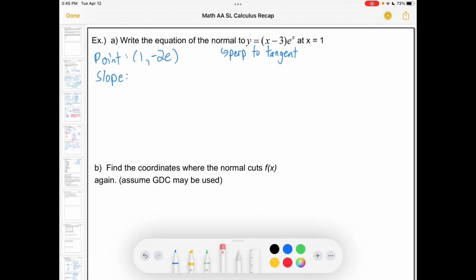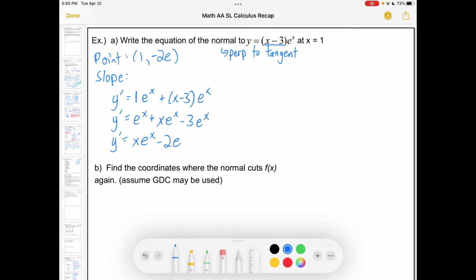For the slope, well, that's going to be the job of the derivative. And I'm going to need to use a product rule. So I need to take the derivative of the first part, which is 1, times the second, plus the first part, x minus 3, times the derivative of the second part. Well, the derivative of e to the x is still e to the x. So that's e to the x plus x e to the x minus 3e to the x. Or y prime is going to be x e to the x minus 2e to the x.